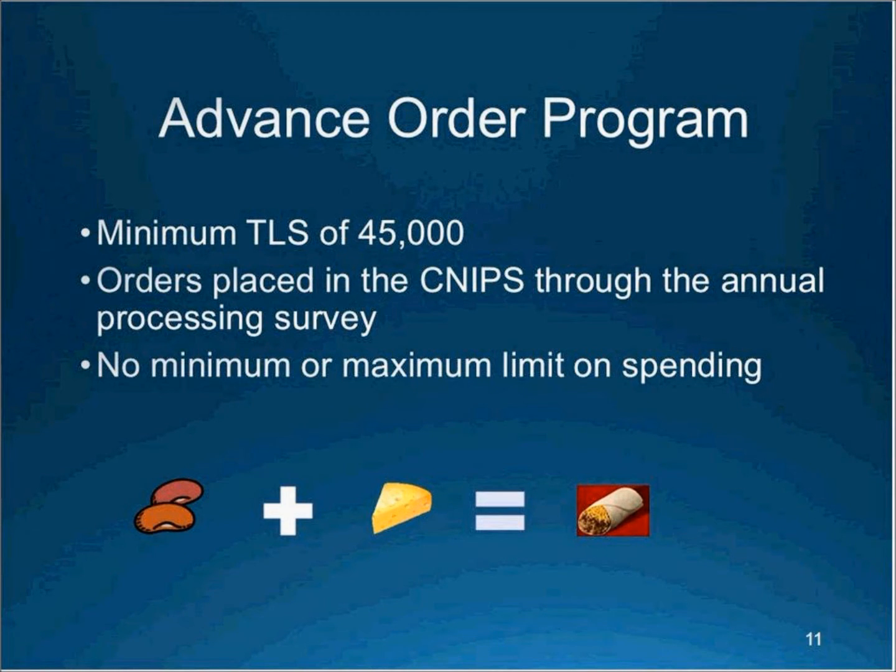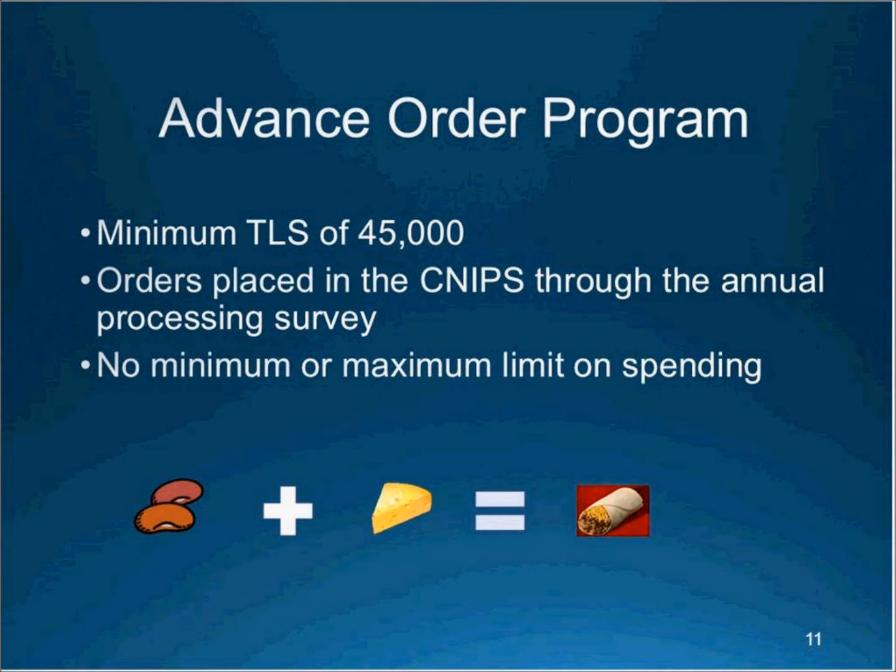Allocation agencies that participate in the Advanced Order Program divert USDA foods to processors by completing a processing survey in the CNIPS prior to the upcoming school year. This February, schools will place their advanced order for school year 2016-17. These orders are sent directly to the processor from USDA and do not go through the state distribution centers. The advanced order process is only conducted one time per year in advance of the allocation.